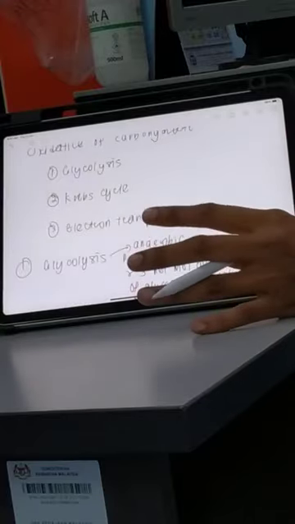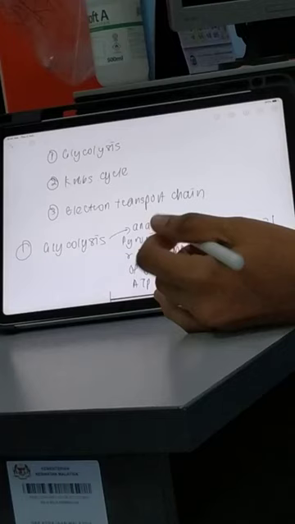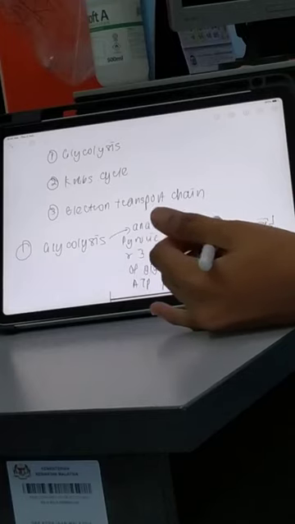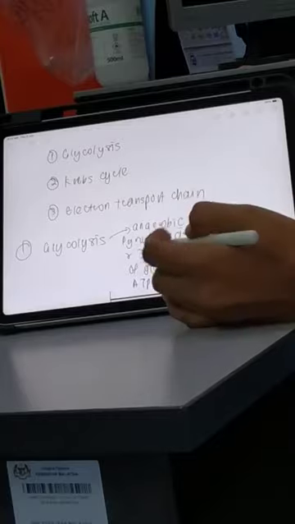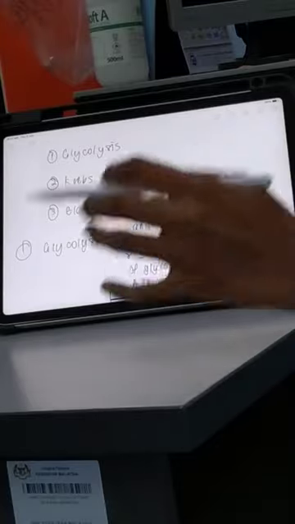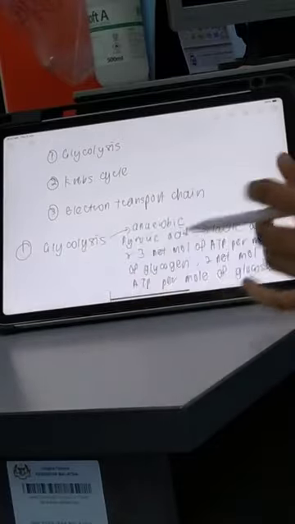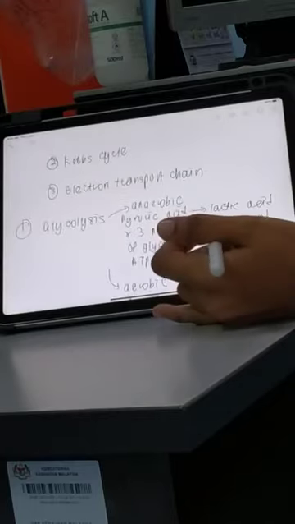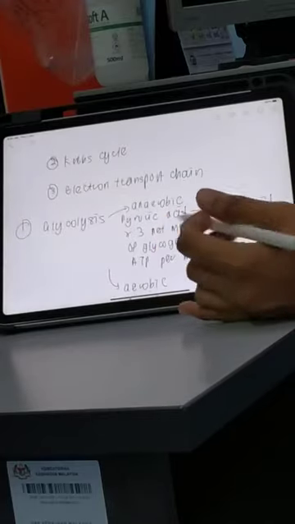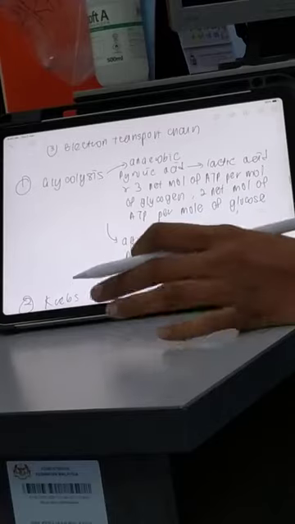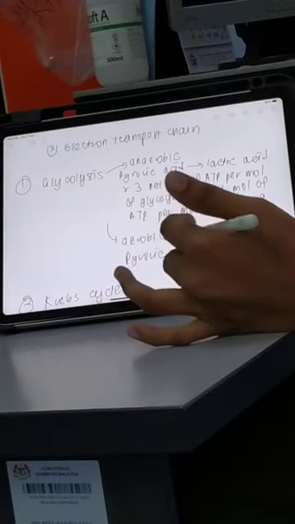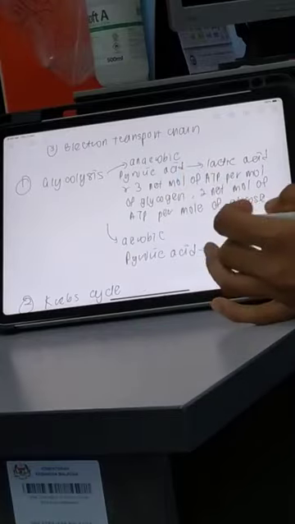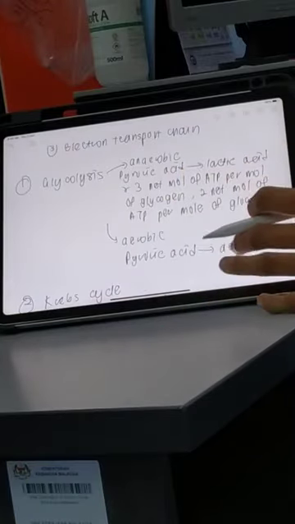So in this glycolysis, if anaerobic, this pyruvic acid will be converted to lactic acid. As I just told you, the 3 net moles of ATP will be produced if from glycogen, or 2 net moles of ATP for glucose. For aerobic, usually the pyruvic acid will go to acetyl-CoA. This is with the aid of oxygen.